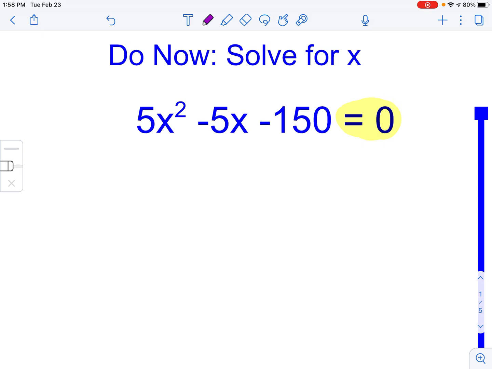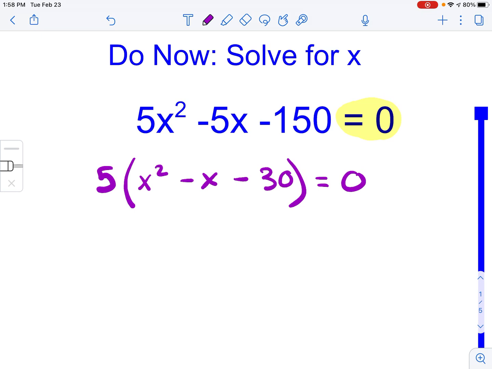So if we remember our factoring flow chart, the first thing we should always look for is a greatest common factor. So the greatest common factor between all of these terms is 5, which would leave us with x squared in my first term, minus x as my second term, and minus 30 in the last term. Okay, and again, we bring down the equal to 0.